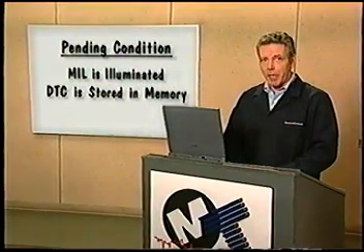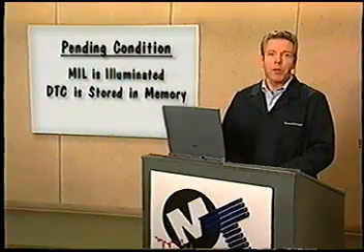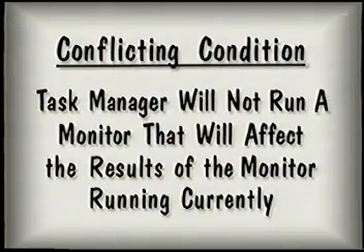If the MIL is illuminated and a DTC is stored in memory, the task manager may not run some monitors until the condition causing the MIL and DTC is resolved. This is known as a pending condition. In a conflicting condition, if the PCM is already running a monitor, the task manager may not allow another monitor to run if it will corrupt or conflict with the results of the first monitor and cause a false failure.